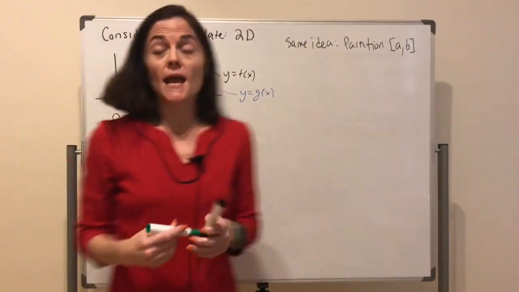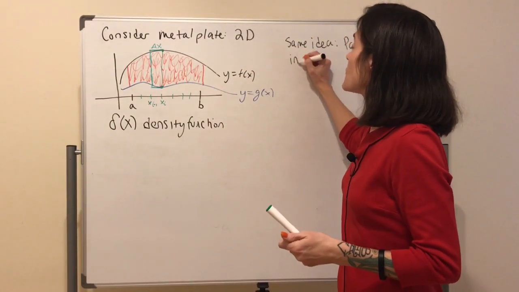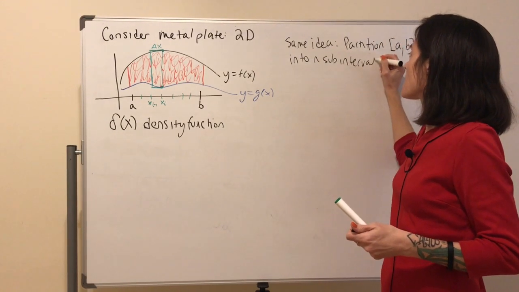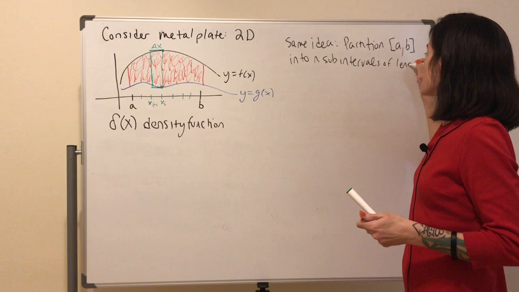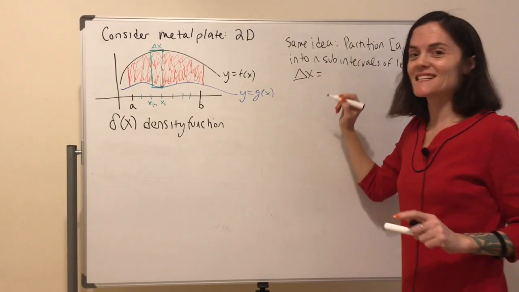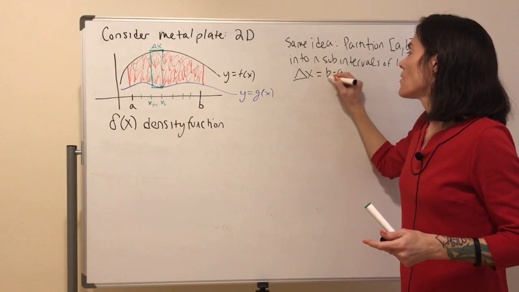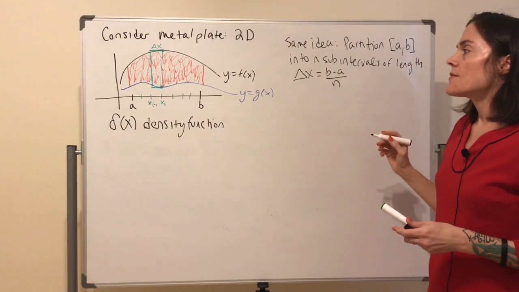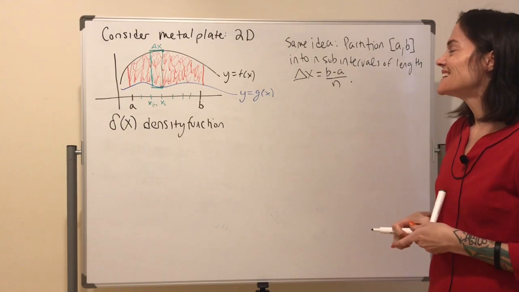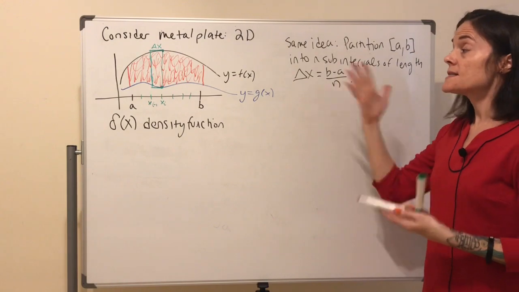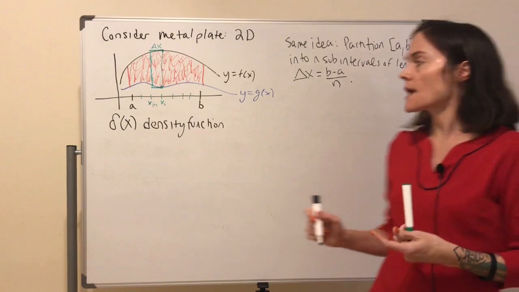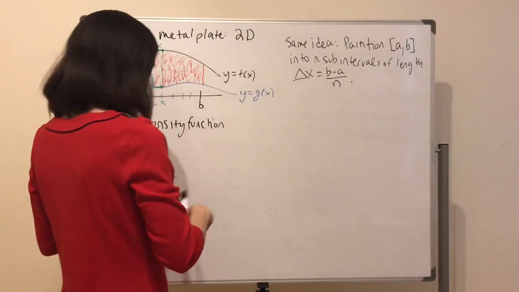Okay, so we partition a to b into the same idea as before, n subintervals of equal length, this delta x, which is (b minus a) over n. And then, again, we can pick n so large that the density is approximately constant on these rectangles. Okay, so now what would be the mass?